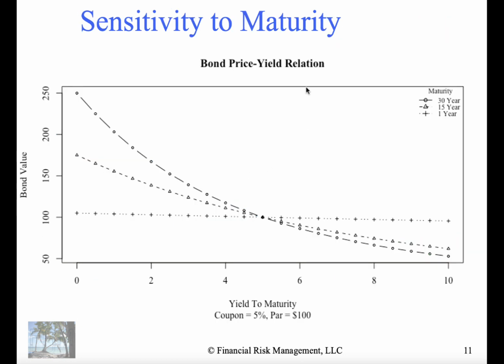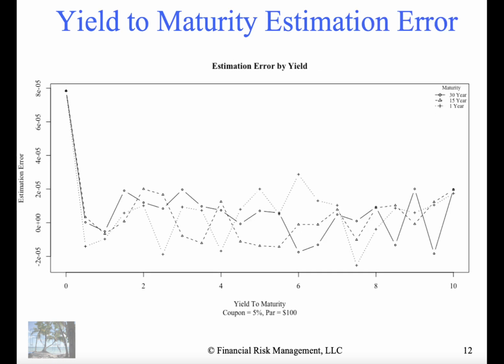And so we could look at a variety of different maturities of bonds. If you'll notice, the slope of the price-yield relationship varies depending on the length to maturity. And so how you solve for yield to maturity is going to change. When we actually run this function, you can estimate how much error there was when the function ran, letting yield to maturity go from 0 to 10.